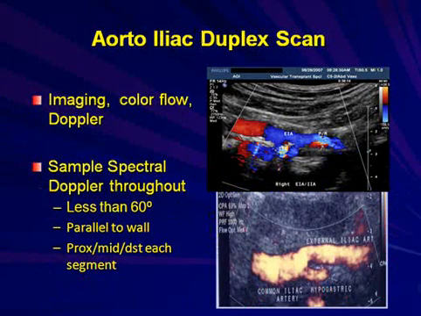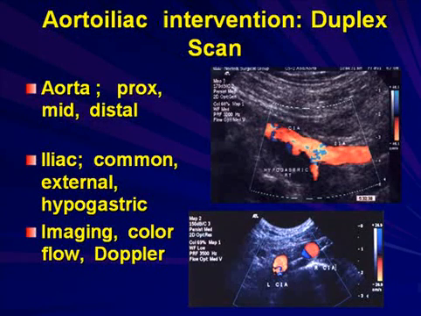We're going to use imaging, color flow, and Doppler and sample a spectral Doppler throughout, usually proximal, mid, and distal in the common iliac, proximal, mid, and distal in the external iliac, the origin of the internal, and then the femoral bifurcation. You want to make sure that the Doppler cursor is parallel to the wall as you go through each segment. And as I said, that is going to take some manipulation to be able to do that adequately at under 60 degrees in tortuous vessels.